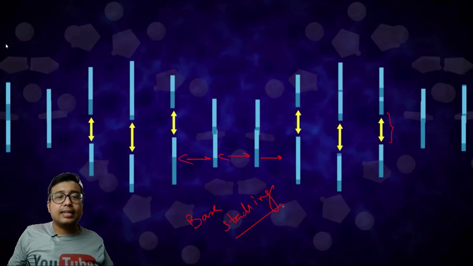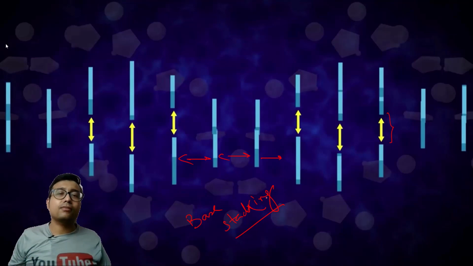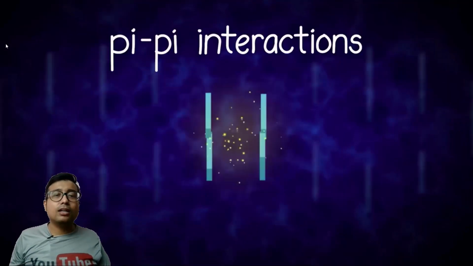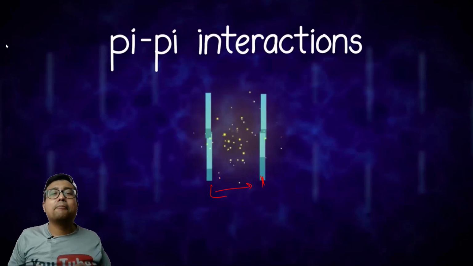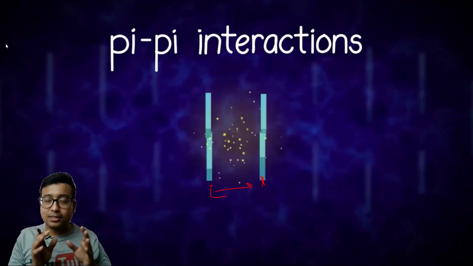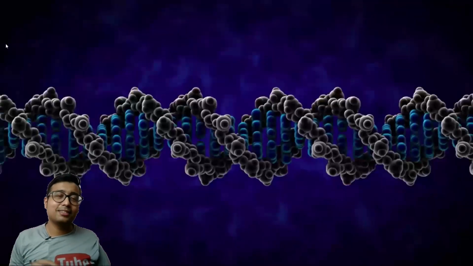Base stacking: the bases are stacked upon one another. That happens due to the pi-pi interaction. What is pi-pi interaction? Sharing of electrons. There is a probability of sharing of electrons from the outer orbitals between the adjacent bases. So that is pi-pi interaction, one non-covalent bond that also stabilizes the DNA structure.